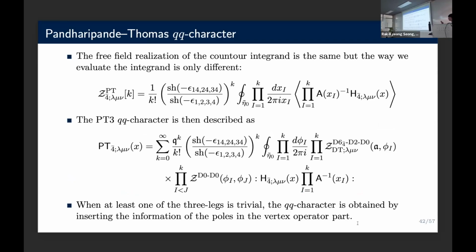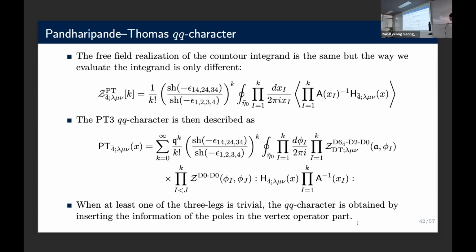Then you can also study the operator lift of it. At the end, since the integrand is the same, you have a similar operator relation, a similar operator lift, but the way you specify this integrand will be different. And the contour integral formula looks like this.